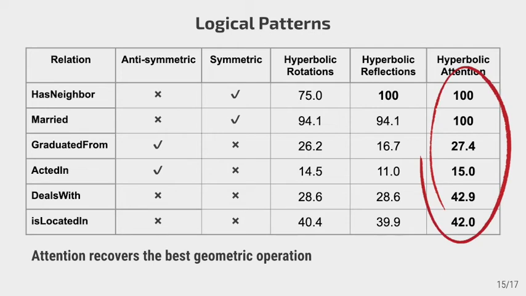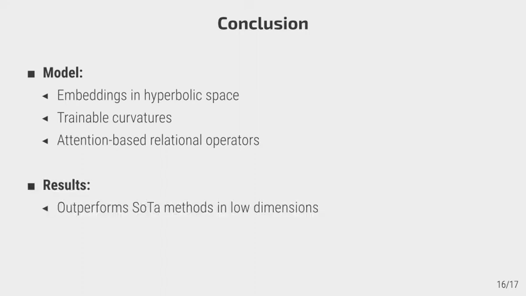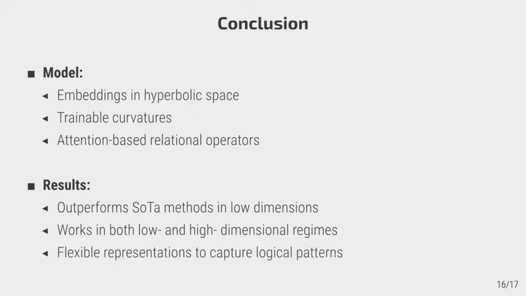To summarize this talk, we've introduced a hyperbolic knowledge graph embedding model to learn low-dimensional knowledge graph embeddings. Our approach models entities as points in hyperbolic space and uses trainable curvatures. We model relations as geometric operators in hyperbolic space and use a hyperbolic attention mechanism to combine these and have flexible representations. Our method outperforms existing Euclidean and hyperbolic methods in low dimensions. We demonstrated that having trainable curvatures provides more flexibility to learn embeddings in both low and high dimensional regimes. Finally, we demonstrated that attention-based transformation can effectively capture logical patterns found in knowledge graphs.